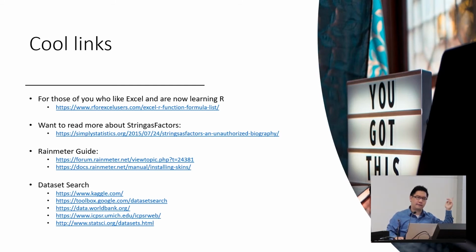And if you've ever used Excel a lot, there's a first link. The first link is basically, hey, what is the equivalent function in R for Excel? It can help you associate things and all that sort of thing. That's the Rainmeter guide, and here are some data sets. Thank you very much for your time.